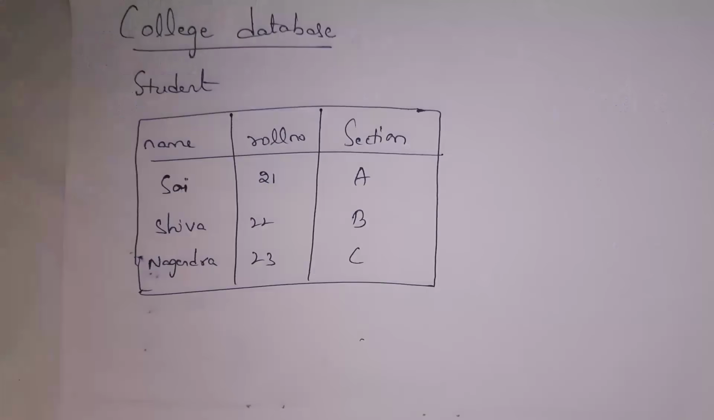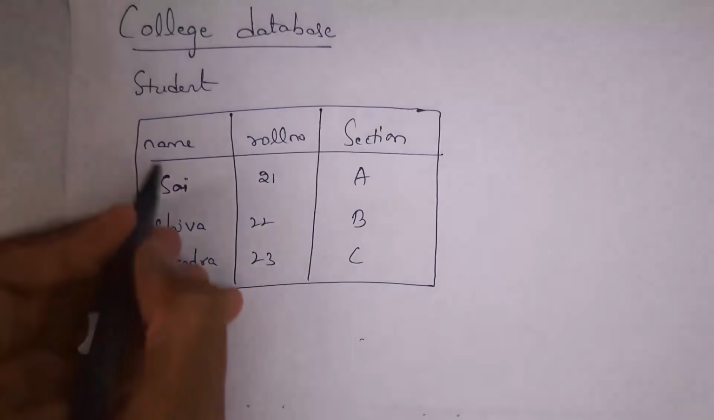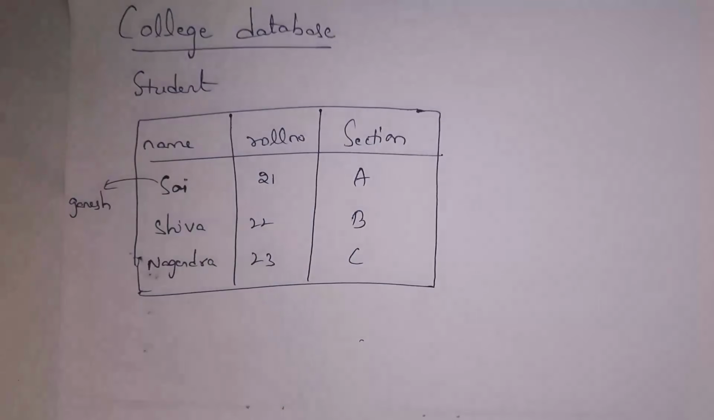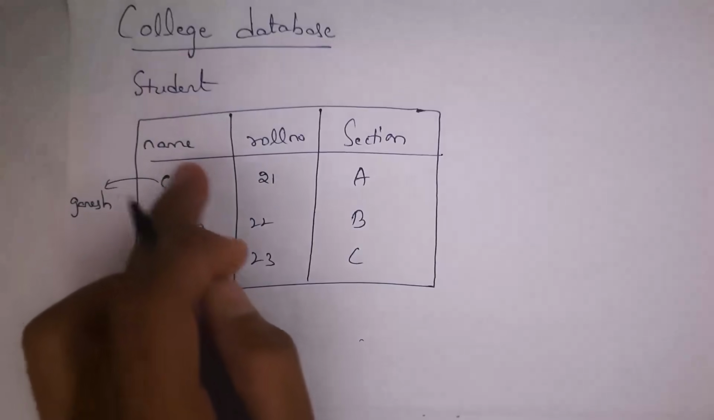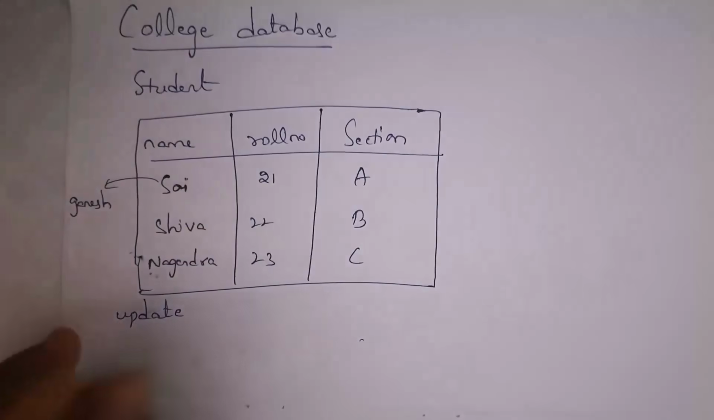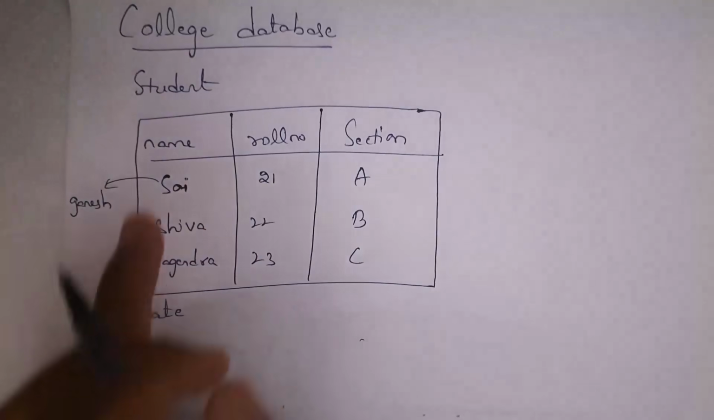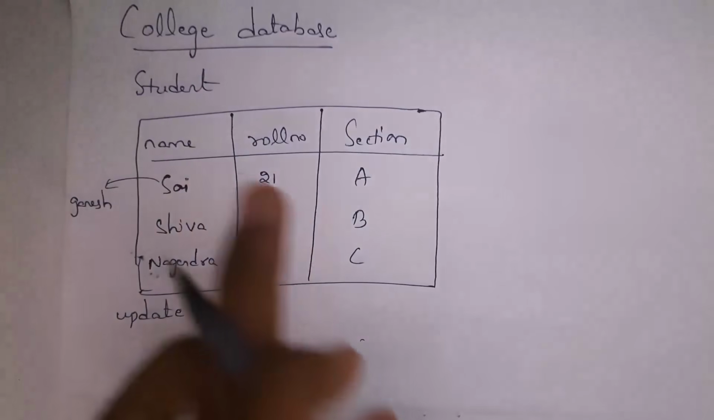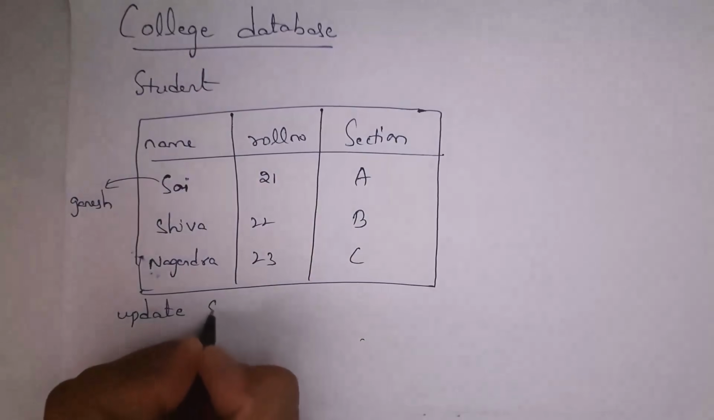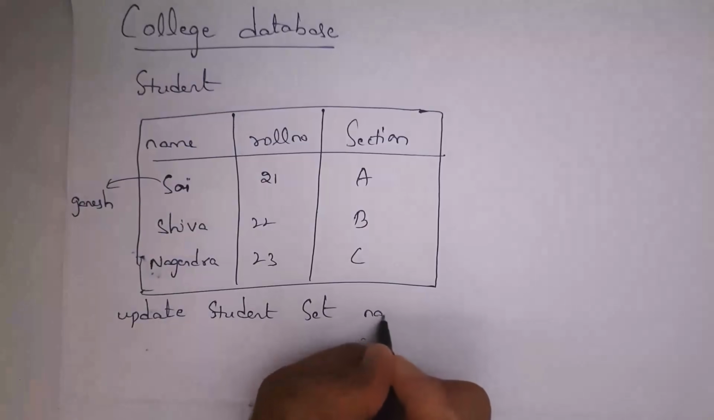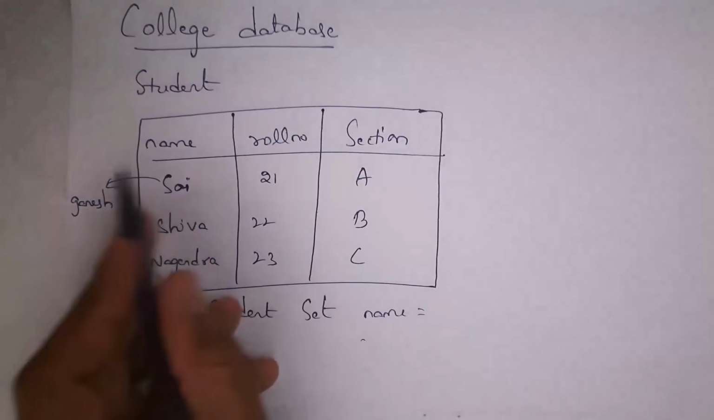This is my output. For example, now I want to change the name Sai to the name Ganesh. In order to change any data which is present in my table, you need to use the update command. So just write here update and the table name. I want to update data which is present in the student table. So just write here update student, set name equal to, I want to change name Sai to Ganesh.